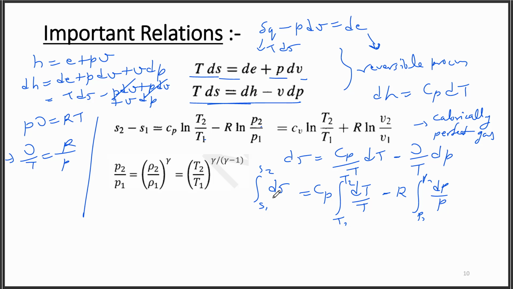If we integrate it, we will get S2 minus S1. This we will get dT upon T, its integration is log T. If we substitute limits, then we will get Cp log T2 upon T1. Similarly, dP upon P integration is log P, and we substitute the limit, then we will get minus R log P2 upon P1. This second part we can get directly by substituting pressure in terms of specific volume v, or we can solve this first equation to get this form.